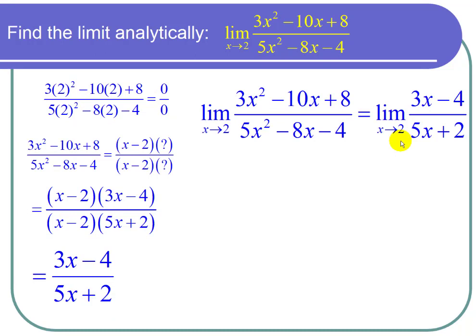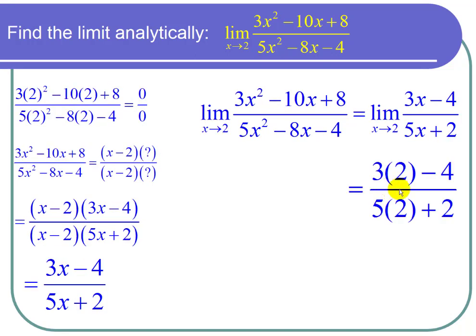And when I plug in, I get 3 times 2 minus 4. 3 times 2 is 6. Minus 4 is 2. Over 5 times 2 plus 2. 5 times 2 is 10, plus 2 is 12. So I get 2 over 12, which reduces to 1/6. So my limit is 1/6. And I'm done with the problem.